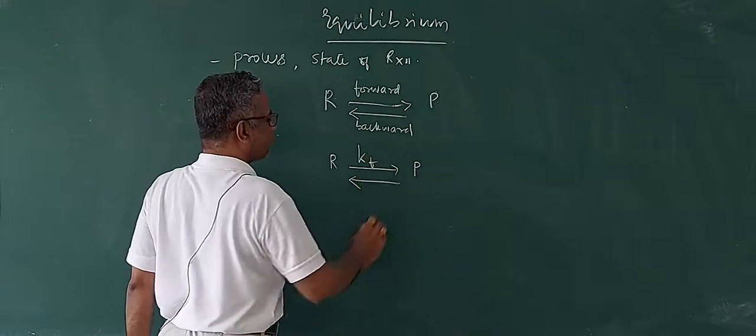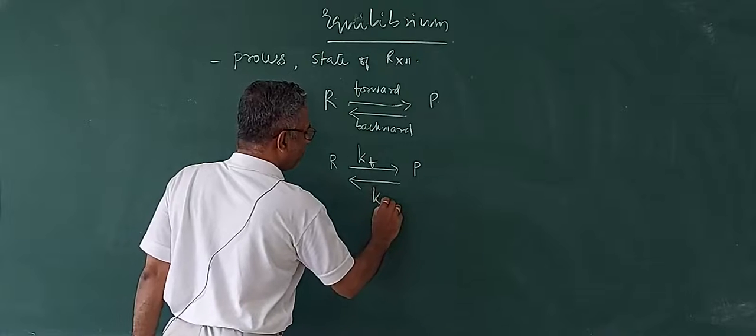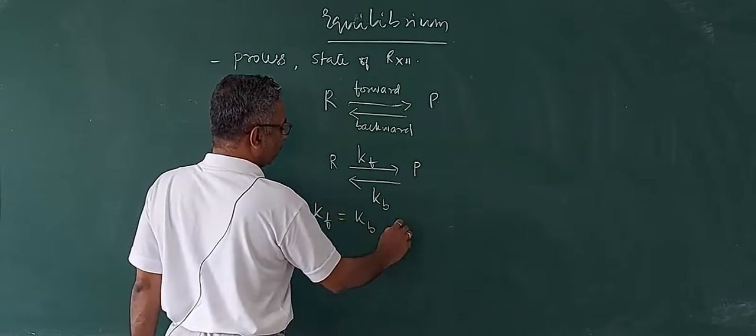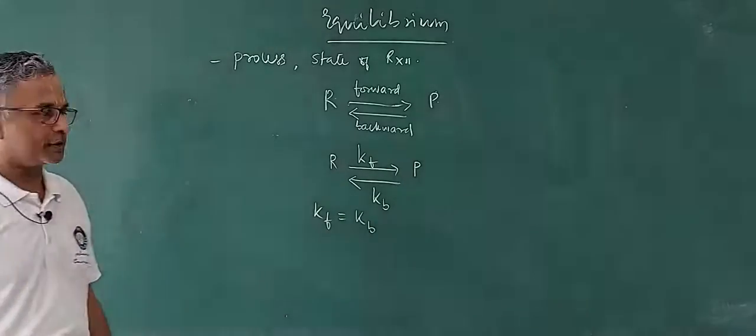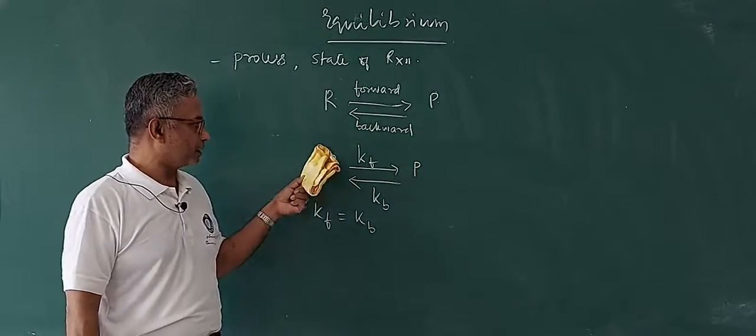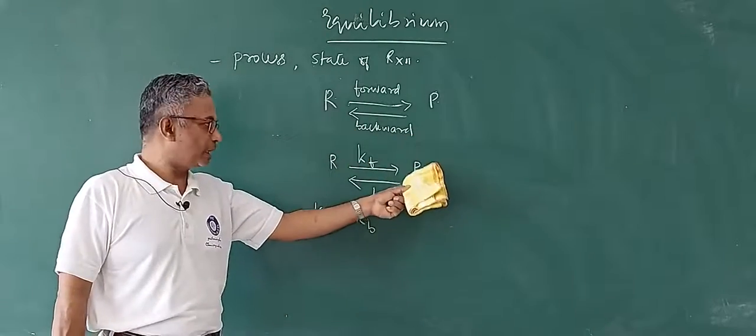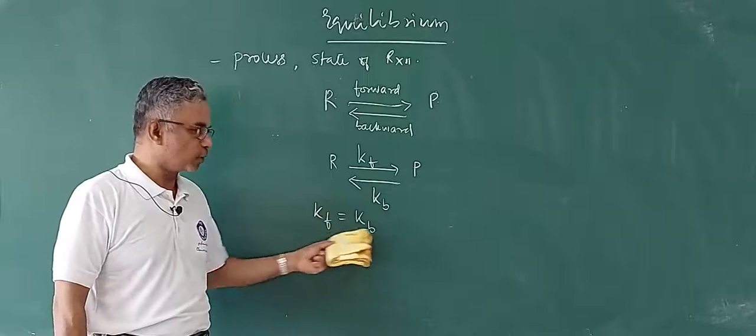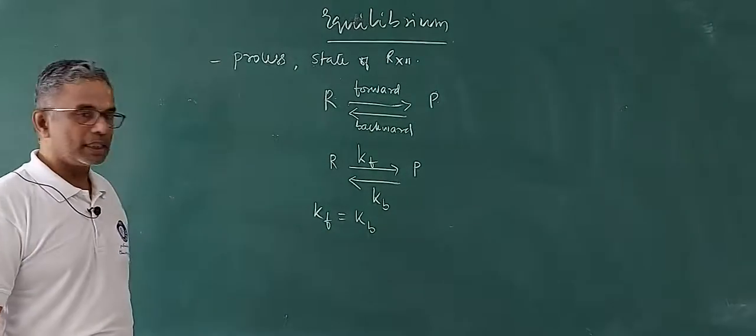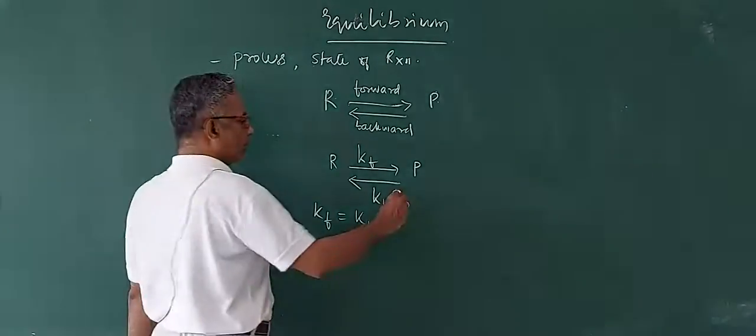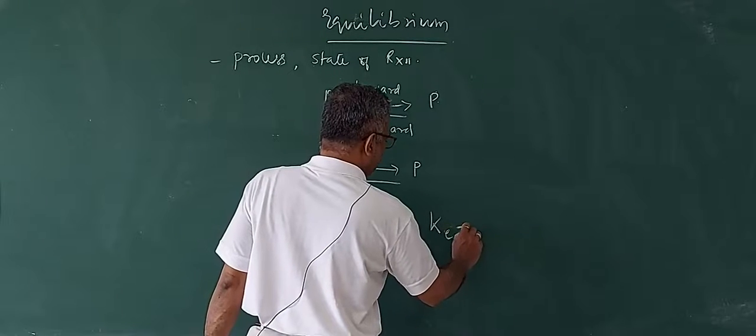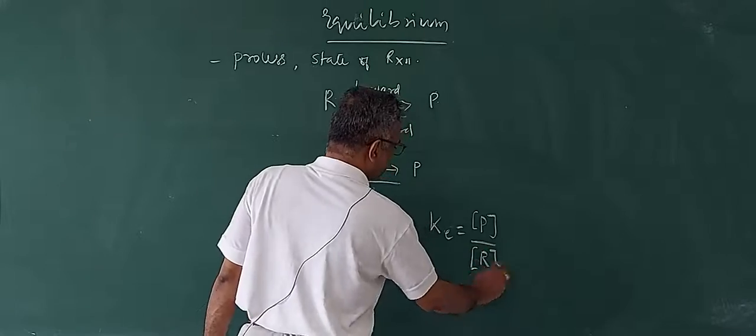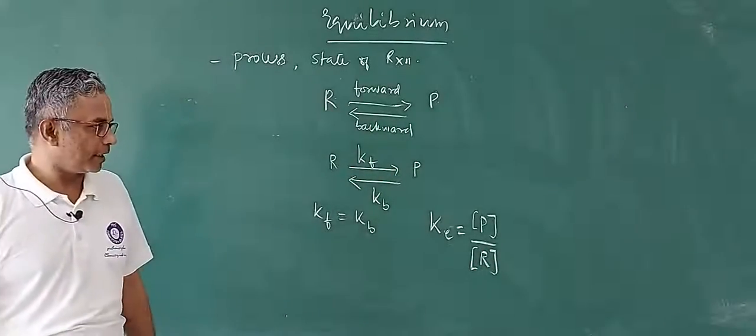When the rate of the forward reaction is equal to the rate of the backward reaction, when k forward equals k backward, we call this an equilibrium process. That is, when the rate of conversion of reactant to product equals the rate of conversion of product back to the reactants, when these two rates are equal, we call that an equilibrium process. Now, for the equilibrium process, K_e is given by the concentration of product divided by the concentration of reactant.